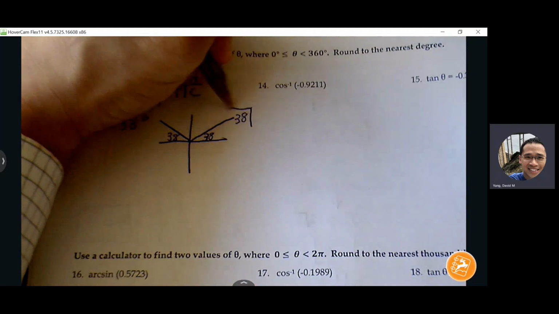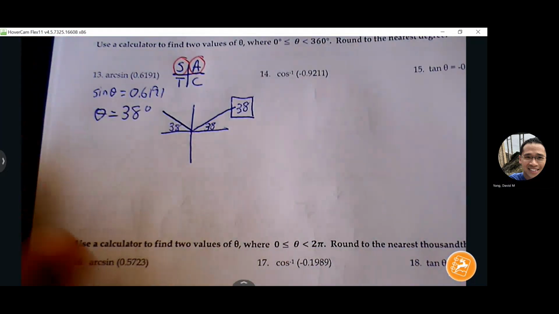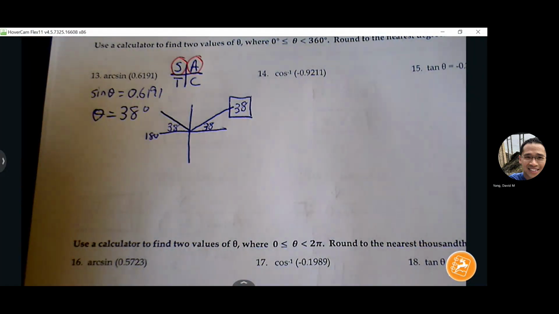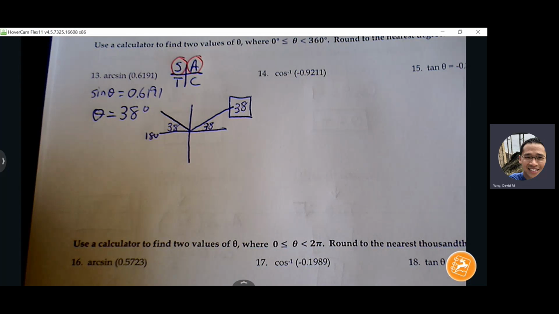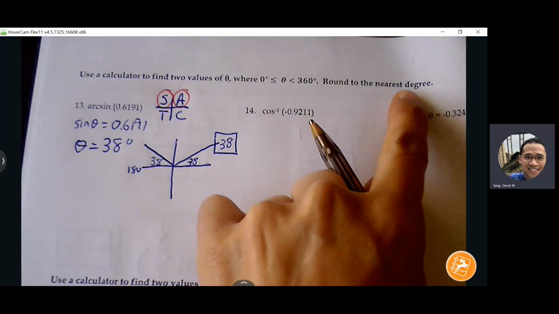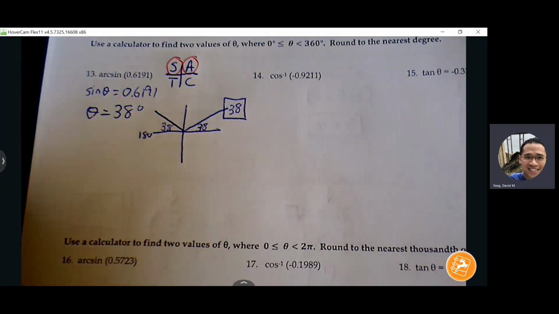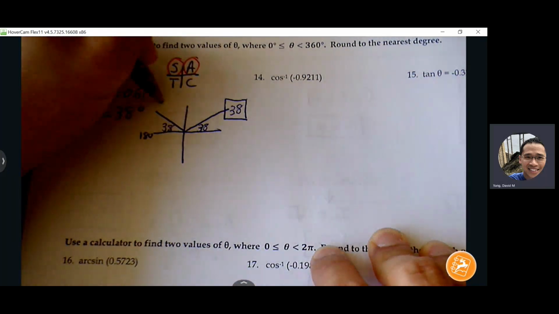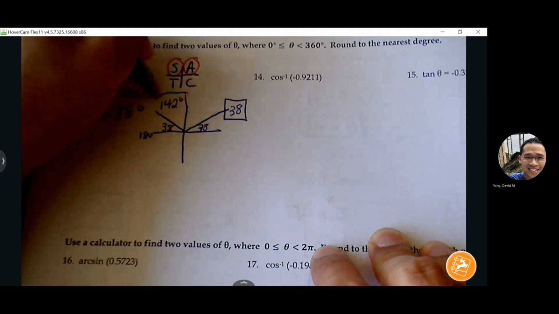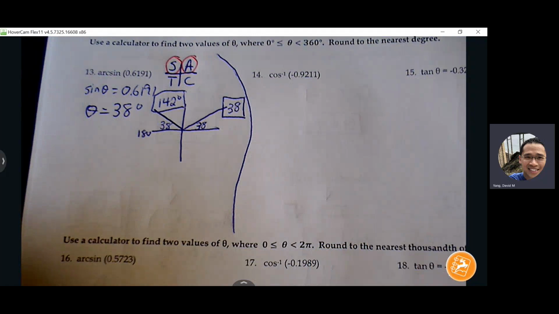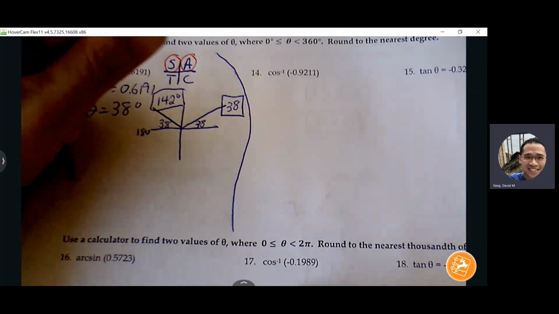Okay, so how do I find my second quadrant measure? Yes, subtract from 180. You always round to the nearest whole number. Yeah, up here it says round to the nearest degree. Okay, so 180 minus 38 is 142. Here are our two answers, 142 degrees and 38 degrees.